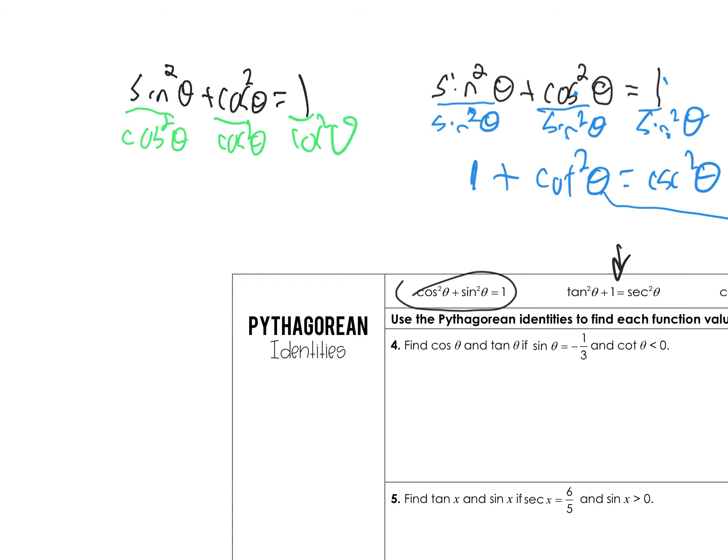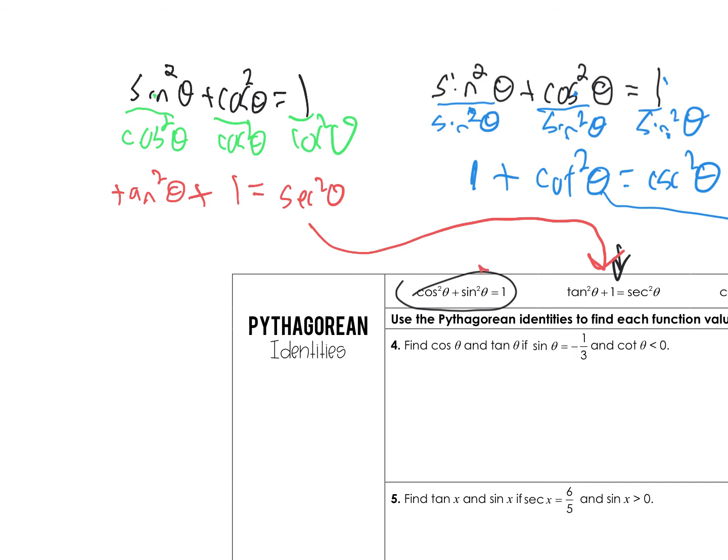Lo and behold, sine over cosine is a tangent that I've memorized. So that gives me tangent squared theta plus cosine squared theta over cosine squared theta is a 1. 1 over cosine squared theta, that's a secant squared. Secant squared theta, and abracadabra, there's the other one.